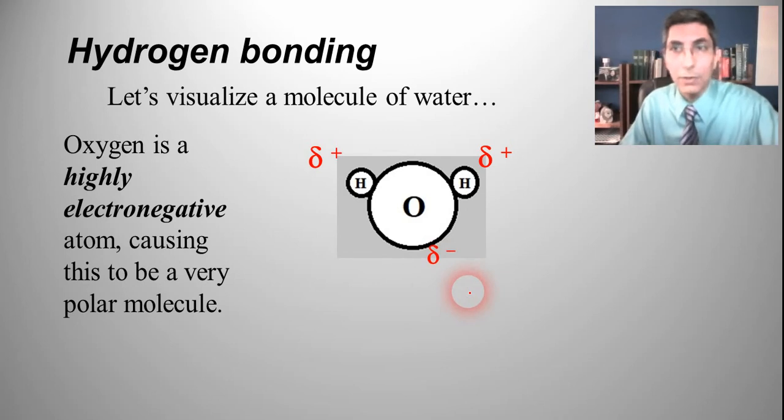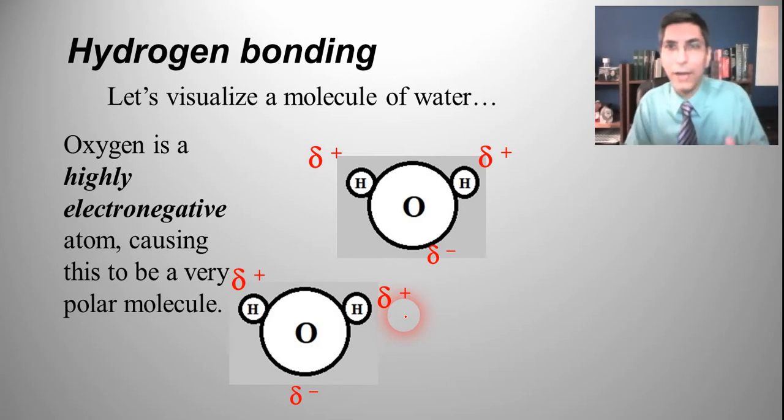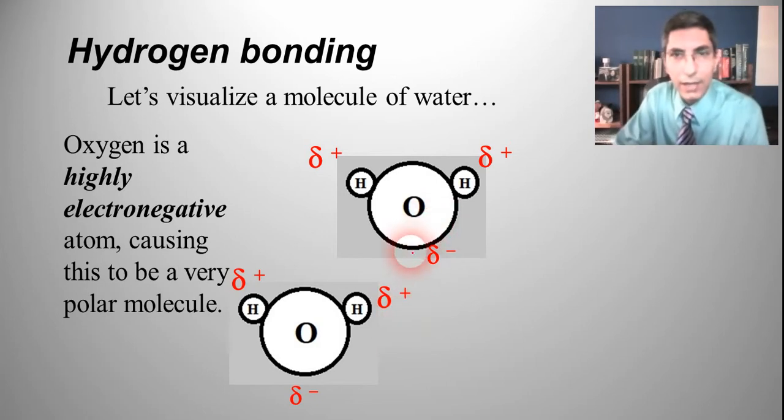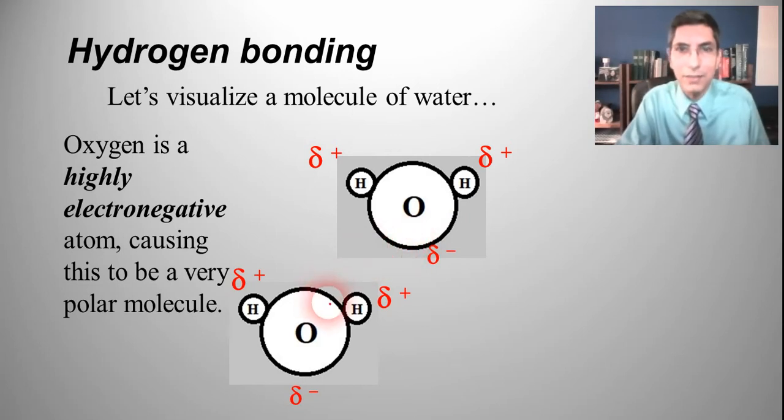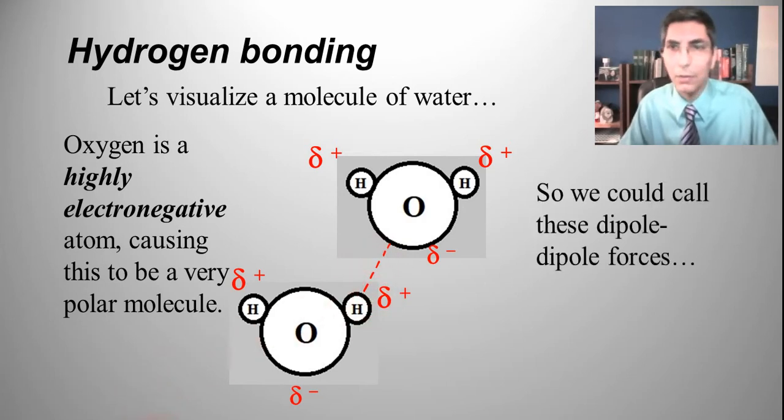Well, as we learned in the last video, this looks like a dipole-dipole force, doesn't it? If we have a neighboring water molecule, we can take a look at this and we can see that there's going to be an attraction. The negative side of this molecule is going to have a very strong attraction to the positive side of its neighboring molecule. So I can draw a little dotted line here and say that we're going to have a dipole-dipole force there, aren't we? So that's something that we already learned in the last video.